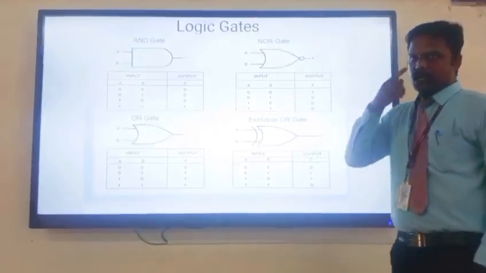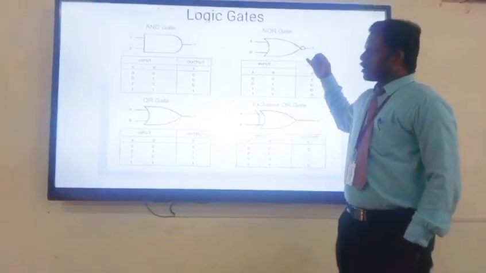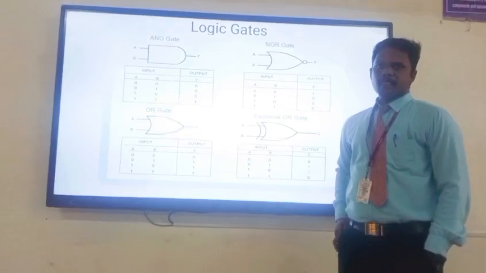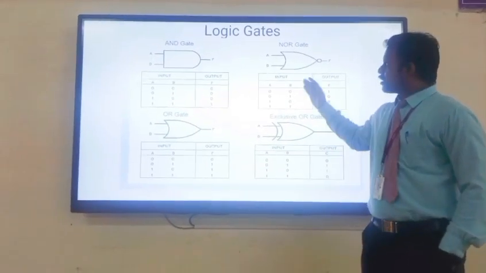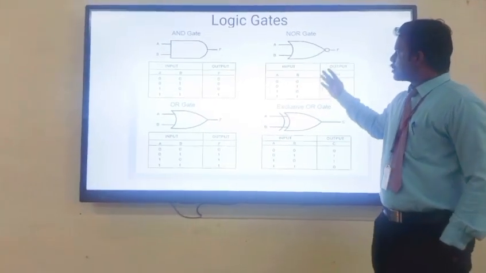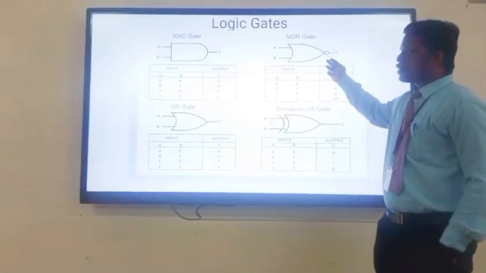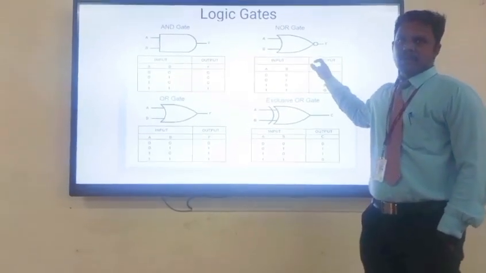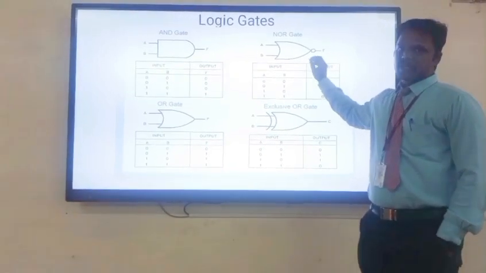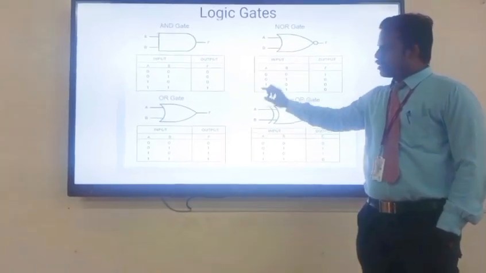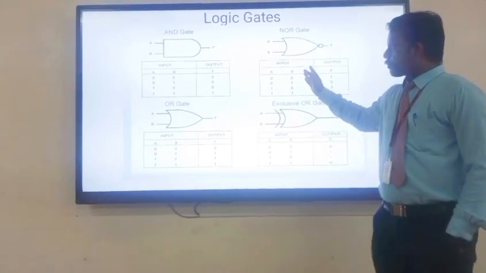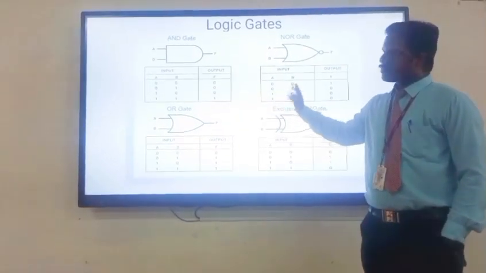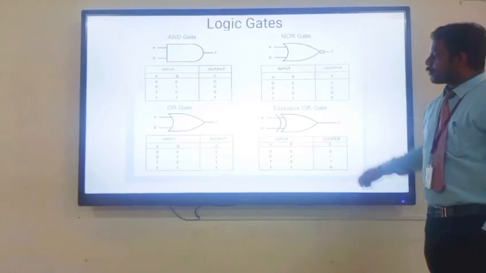Next, if you take the NOR gate, the NOR gate is somewhat similar to the logical symbol of the OR gate. What is the primary difference between the OR gate and the NOR gate? You can see at the output side of the symbol there is one bubble that indicates a complement operation. So the NOR gate can be formed by using an OR gate and a NOT gate. This operation is just opposite to the operation of the OR gate. You can see the table here.